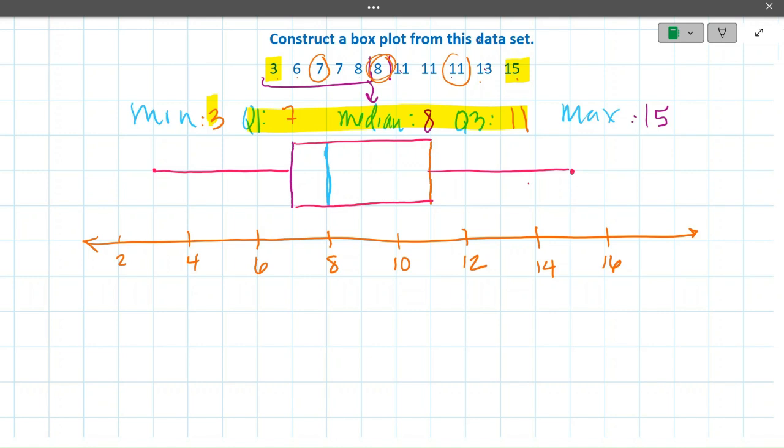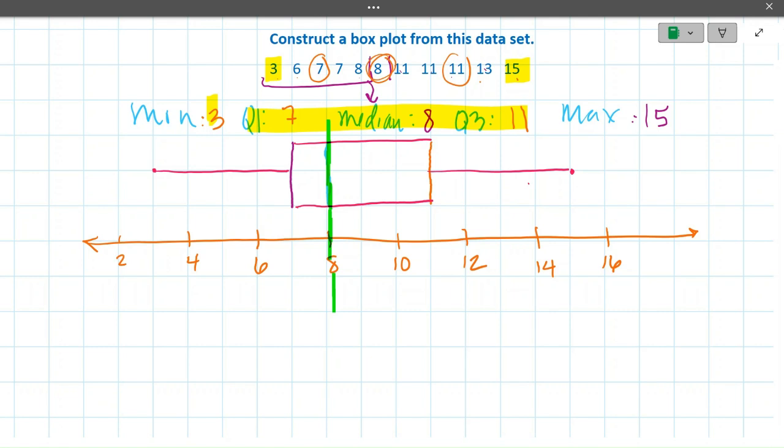I could also say that where my median is, my median here is my middle point. So 50% of the data in my data set falls below the median and 50% falls above. So that's the data that a box plot gives you.